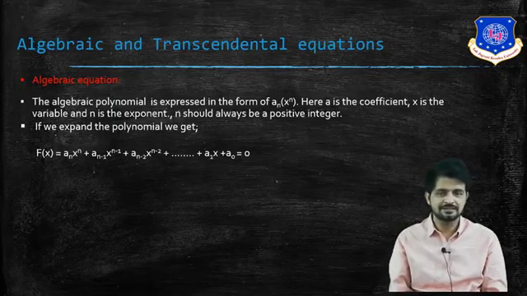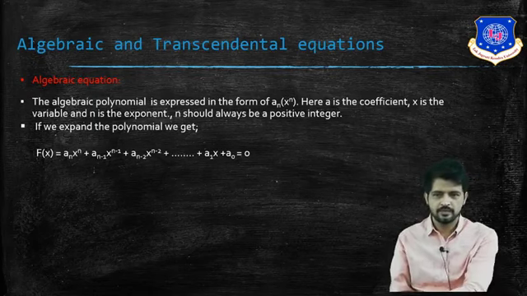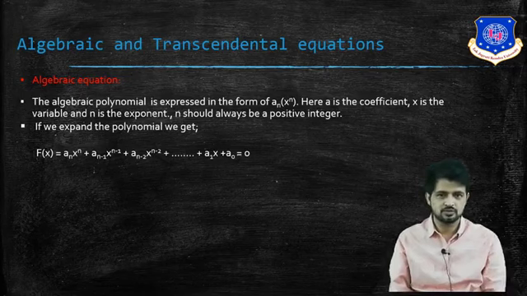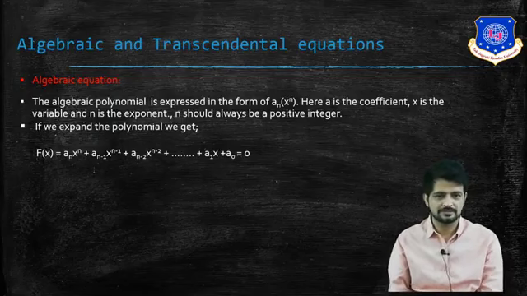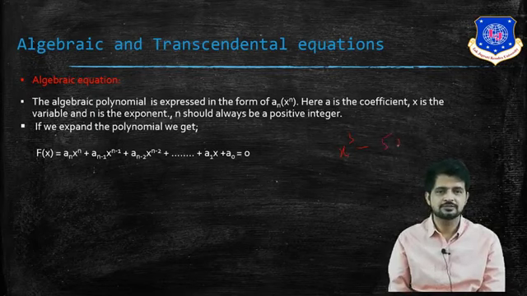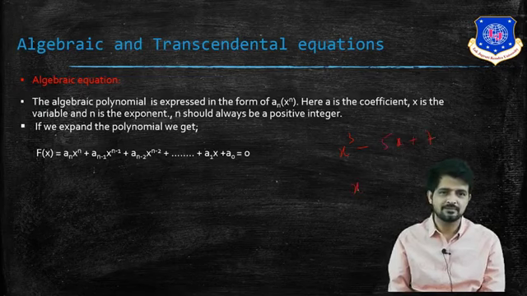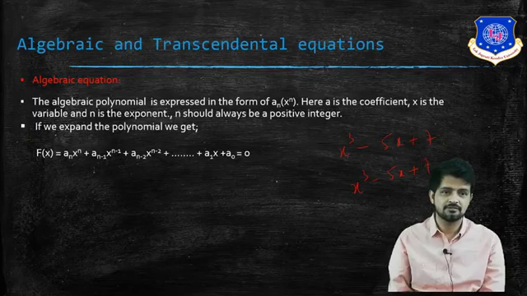So this is algebraic polynomial, and if I am writing equals to 0, it will become equation. So what is the difference between expression and equation? There is one equal to in the equation, but in expression there is no equal to. For example, if I am writing x cube minus 5x plus 7, so this is algebraic expression, but if I am writing x cube minus 5x plus 7 equals to 0, then it will become an equation.